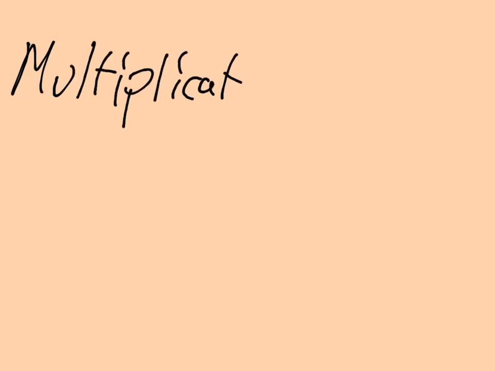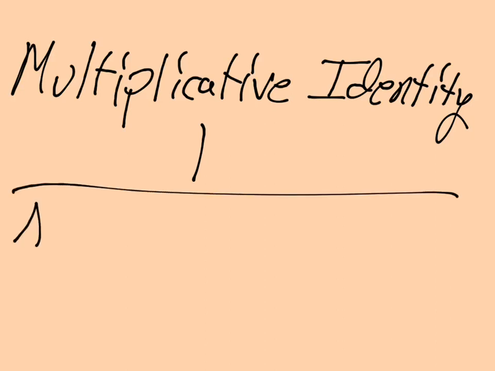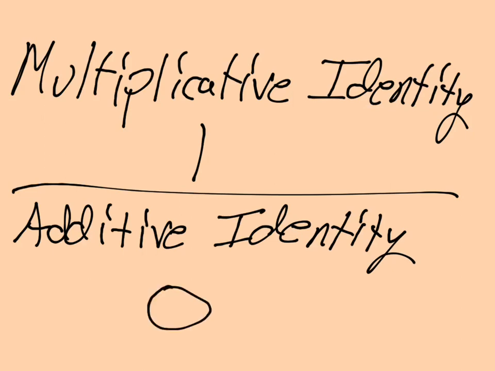So we know that we have the multiplicative identity, and that is 1, and the additive identity, and that is 0. And we remember that the multiplicative identity means we can multiply by that number, 1 in this case, and always end up with our starting number.